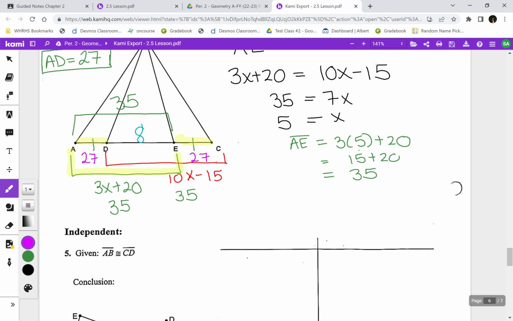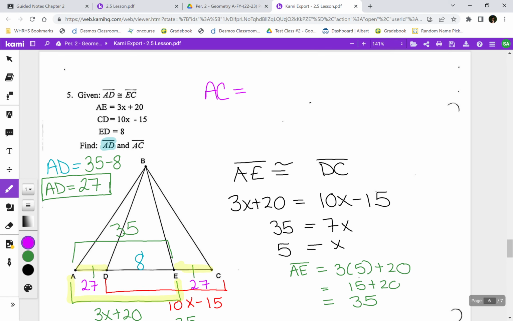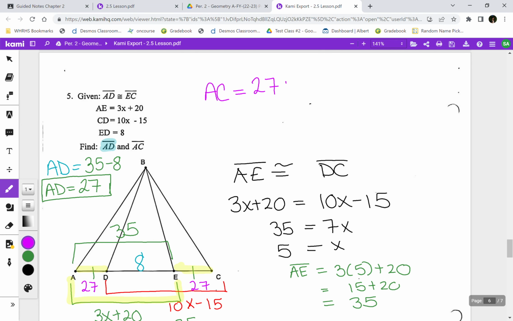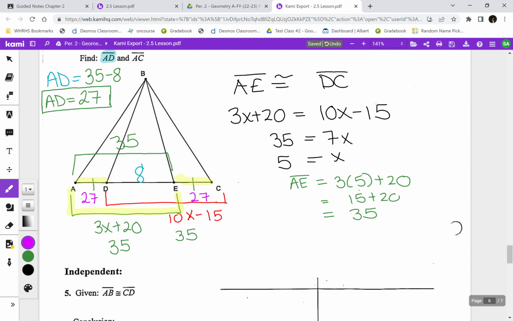Do you want to try again? So we just want from A to C. 27, 8, and 27. You got it. 27, 8, and 27. Anybody add all that? Do we have an answer? 62, thanks. In the past, I've always put something similar to this on the test.